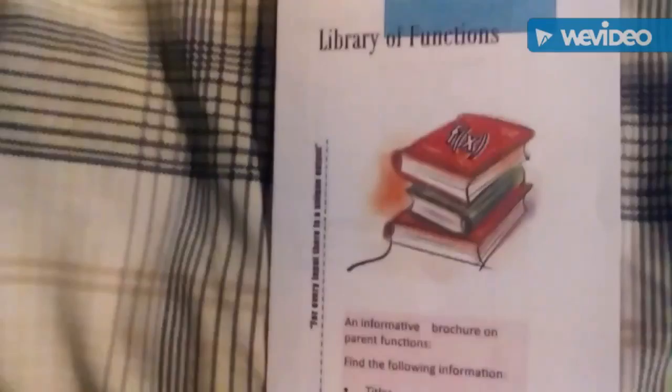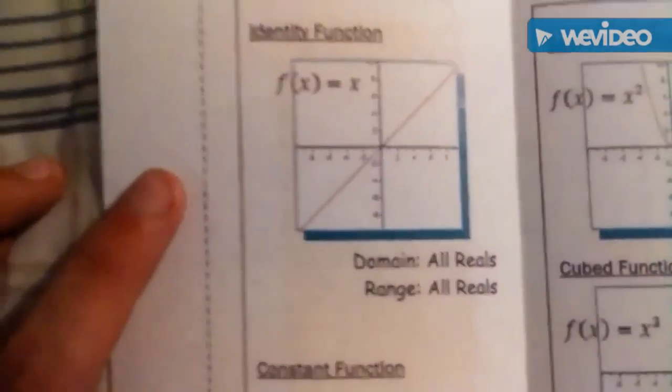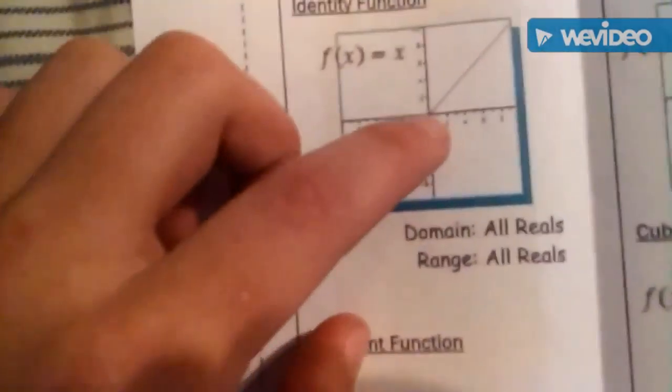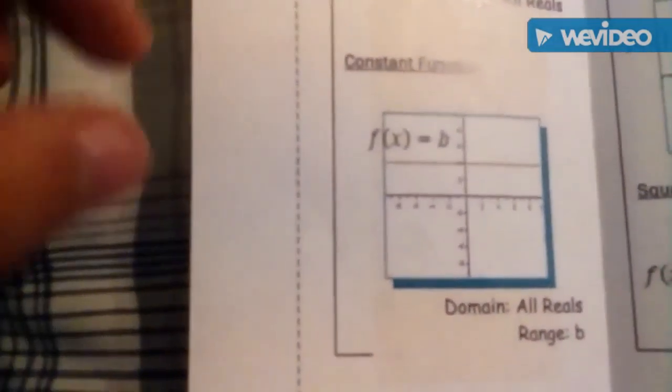This is the library of functions. It was passed out by Miss Lucas during the beginning of the year, or rather middle, somewhat. If you don't have this, it's very helpful. This is identity function, which is a straight line going through the origin rising right. And this is a constant function, which is just a straight line because there's no slope.